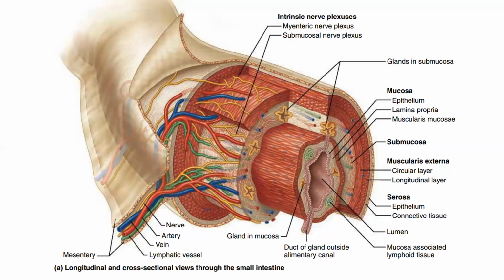And the outermost layer is, of course, serosa, which is made of usually peritoneum, which, as you saw from the previous slide, develops into epithelial and connective tissue, and therefore it will have both epithelium and connective tissue.